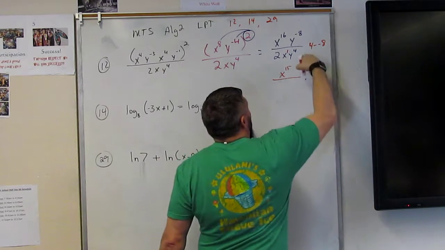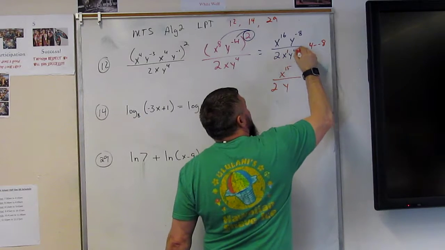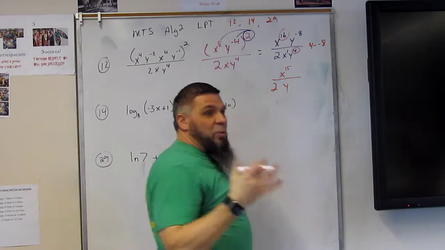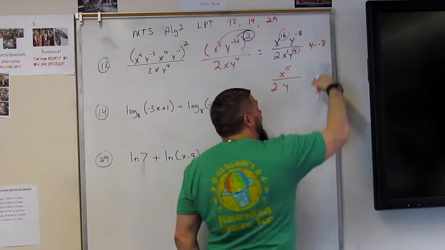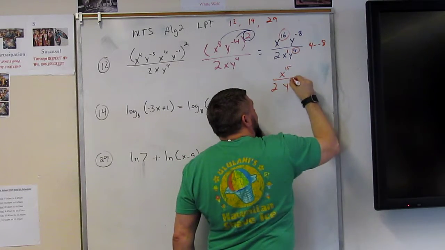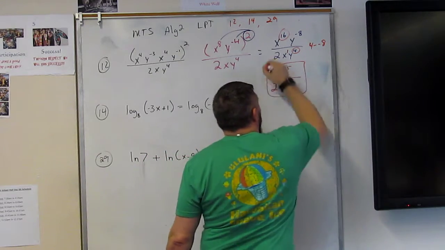12. Okay, so the 2 is still here, and then the y is down below, right? Because this is the bigger number. The bigger number wins. So it stays where the bigger number is. Okay, so 12 goes down below. And you're done. That's it.